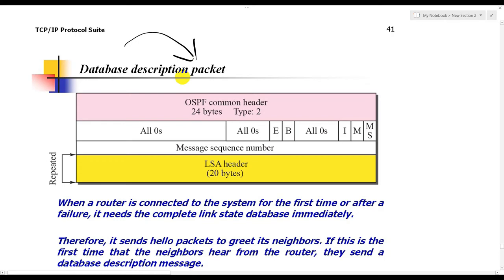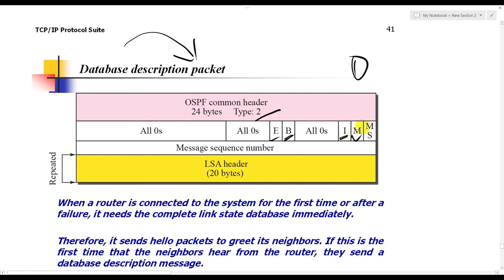So this is type 2. E is for, is this a stub area router? B is, is this a border area router? If the value is 1, it is yes. Now this database may be large and it can be delivered in many packets, in many communications. So I means, is this an initial packet? If it is 1, it means it is an initial packet. If it is 0, it means it is not an initial packet. So 1 means, is this the first message I am sending you regarding the request?